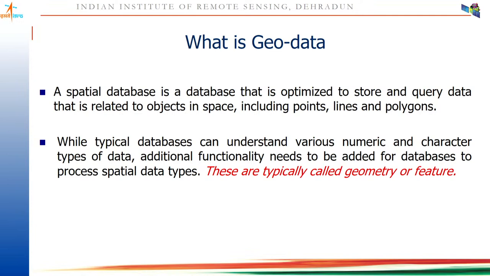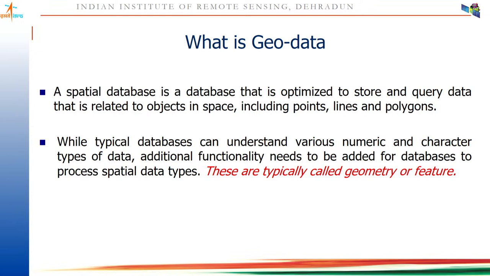These are the basic data geometries that we use in geodata to store and manage our geographical data as vector data, or sometimes we also use pixels, or picture elements, to store our raster data. While a typical database can understand various numeric and character types of data, additional functionalities need to be added for a database to process special data types.